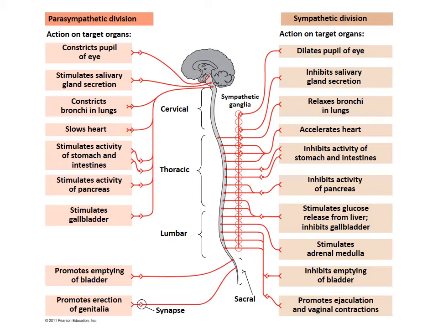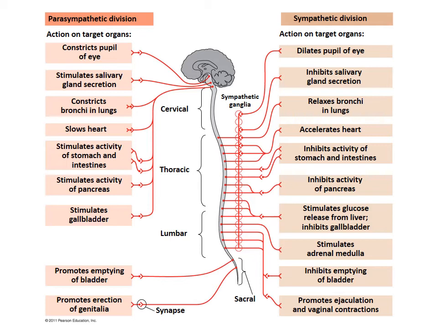So if you look at the parasympathetic division, it acts on target organs like your eyes. It will constrict them. It will stimulate salivary gland secretion. It will constrict bronchi and lungs. It will slow down your heart. It will stimulate activity of the stomach and the intestines, and stimulate the activity of the pancreas, and stimulate activity of the gallbladder.